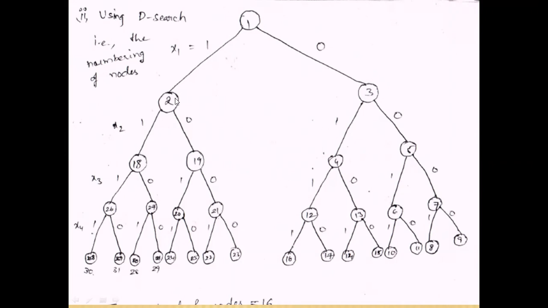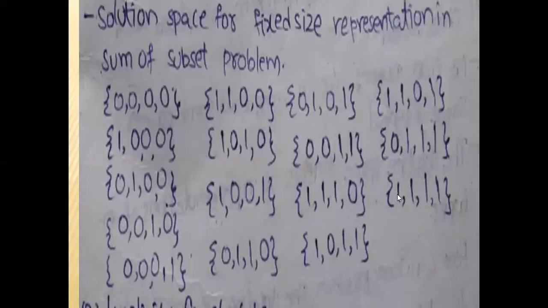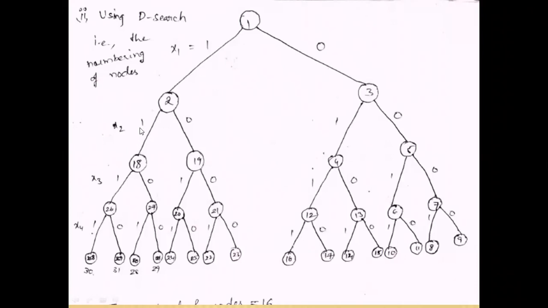For example, 1 1 1 1. In the previous 16 nodes, 1 1 1 1 means x1 equal to 1, x2 equal to 1, x3 equal to 1, x4 equal to 1. So the 30th node represents the solution x1 equal to 1, x2 equal to 1, x3 equal to 1, x4 equal to 1.